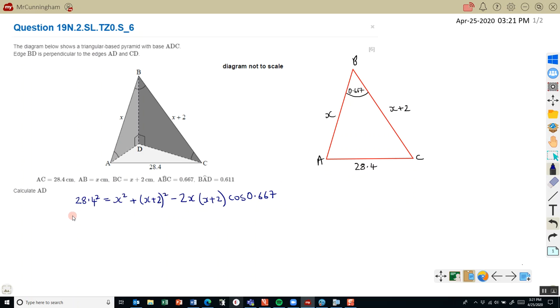So first thing I'm going to do is to expand all my stuff on the right hand side. So I've got x squared. If I take x plus 2 squared and expand that, I'm going to get x squared plus 4x plus 4. Okay, that's just using the smiley face method.